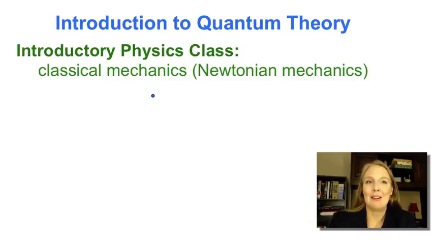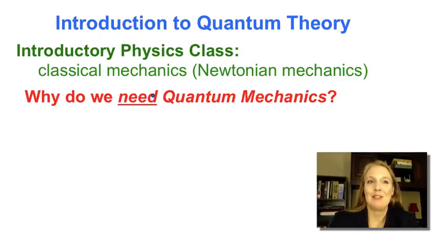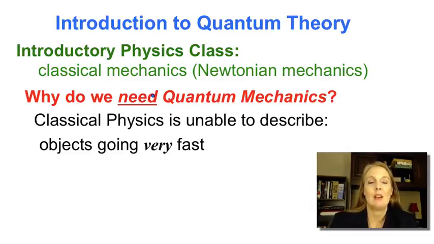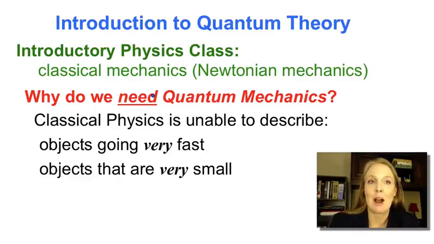So we have now something called quantum theory. In introductory physics class, you learned about classical mechanics, things like projectile motion that I really enjoyed studying when I was in school. They're very useful for looking at large objects. So why do we need quantum mechanics? Well, classical physics doesn't hold up and is unable to describe two key situations. One is if objects are going very fast, and the other one is for objects that are very small.